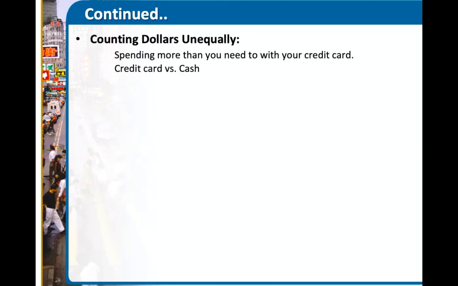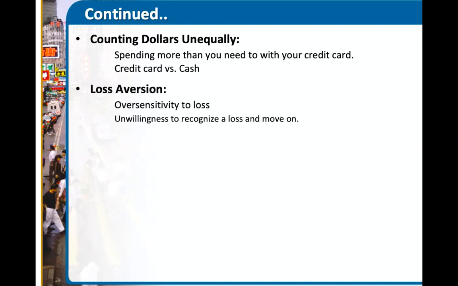Counting dollars unequally is when you mismanage your spending, when you have a misunderstanding of cash versus credit, going on a credit card or debit spending spree versus keeping your cash or your transactions on check. We spend a lot more when we have a debit, credit, or plastic card than when we use actual cash. Nowadays, most people use debit or credit, or Venmo or other means of payment. Very few people carry large amounts of cash now.